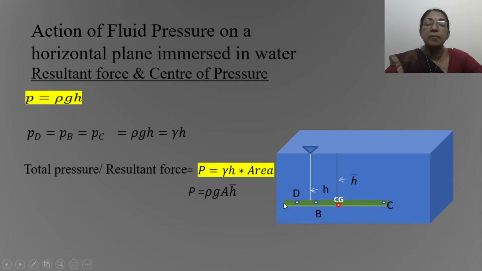Since the pressure on a plane horizontal surface immersed in a static mass of fluid is the same at all points, the total pressure acts through the point which coincides with the center of gravity of this plane. So the center of pressure here, h_p, equals h bar, where h bar equals h.